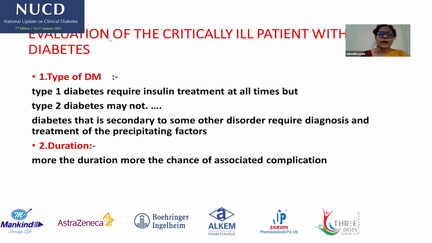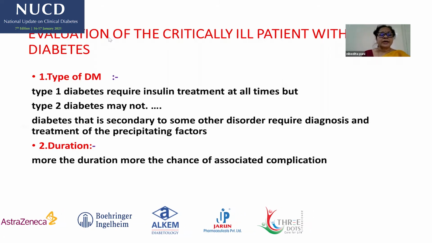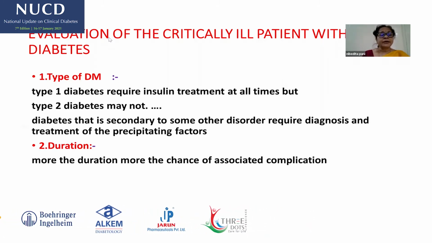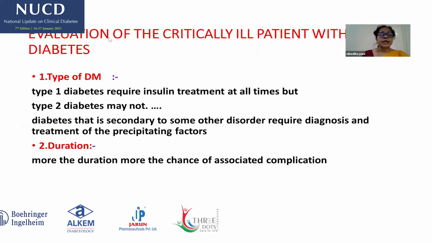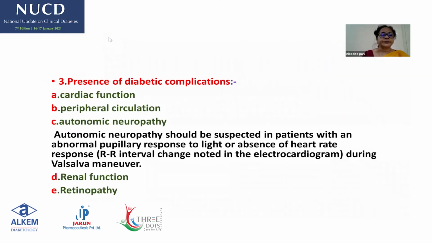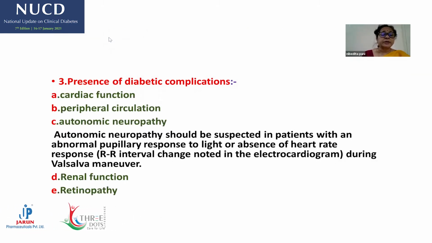Type 1 diabetes requires insulin treatment at all times, but type 2 diabetes may not. Diabetes that is secondary to some other disorder requires diagnosis and treatment of the precipitating factors. Duration: the longer the duration, the more the chance of associated complications. And presence of diabetes complications like cardiac function, peripheral circulation, autonomic neuropathy.